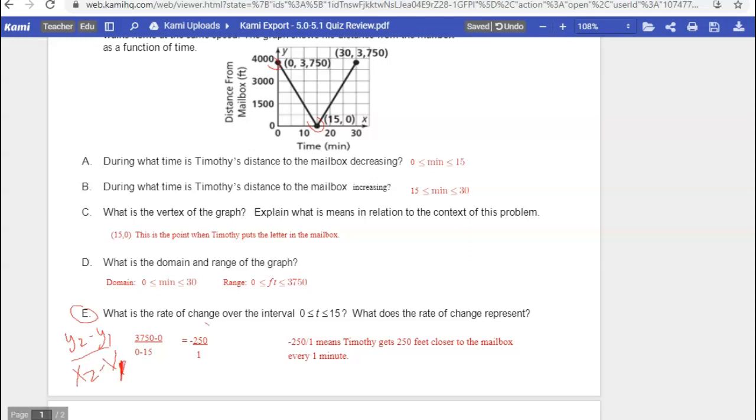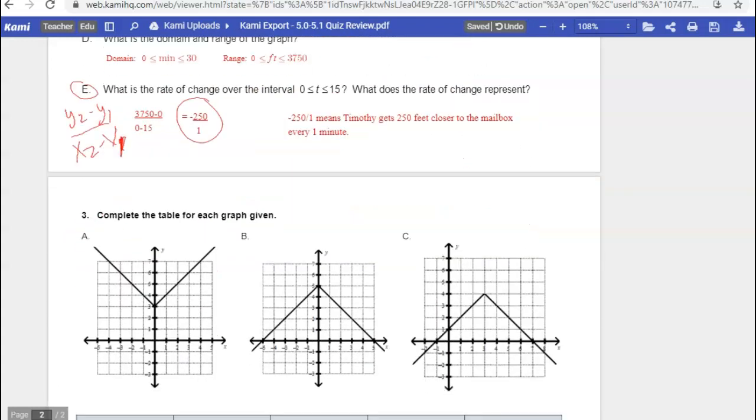And in this case, when you do it, you actually get negative 250 over 1. It's because you're getting closer to the mailbox. That's what that negative means in this case. You're getting closer. If we would have done the interval over here, it would have been positive, which means you would have been getting further away. So you get 250 feet closer to the mailbox every single minute.